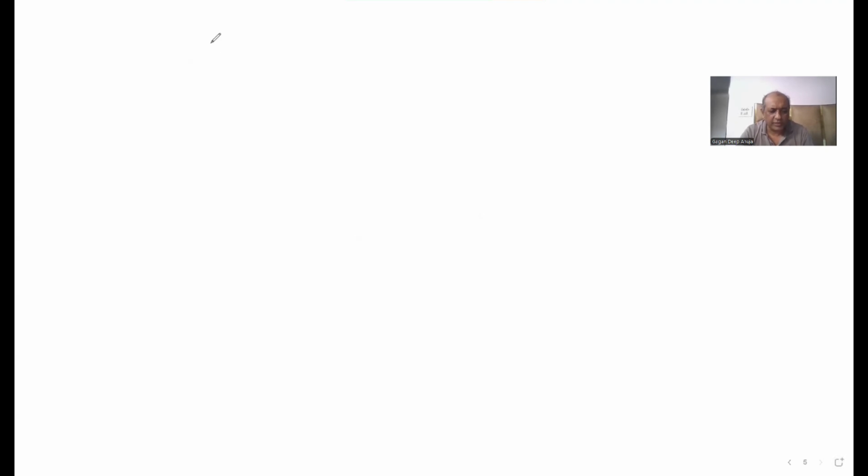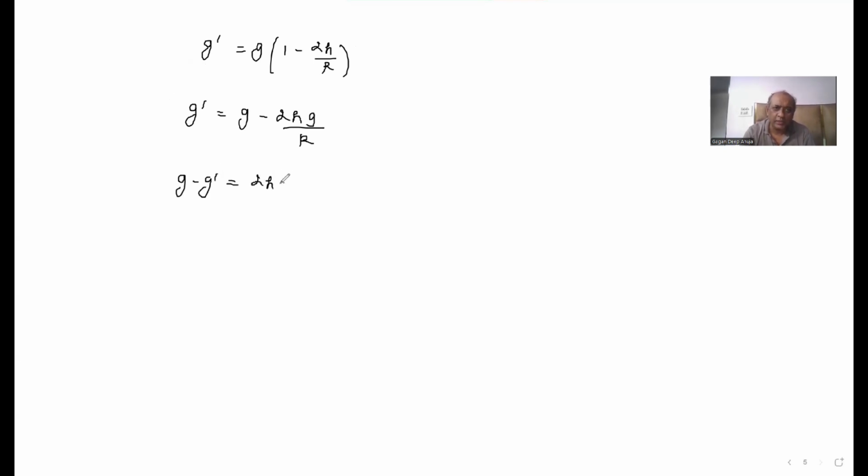So we have written this equation: G dash is equal to G into 1 minus 2H divided by R. If I expand this equation, we have G dash is equal to G minus 2H G by R. So this equation can be written as G minus G dash is equal to 2H G by R. This is the expression giving me the decrease in the value of G with height, equal to 2H G by R.